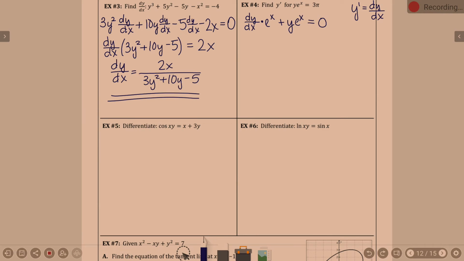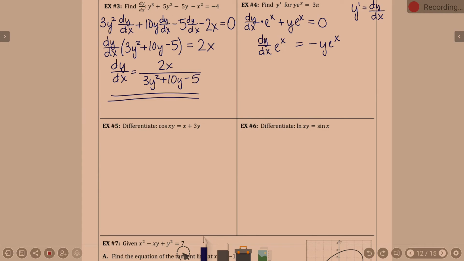Okay. So step 1, dy dx terms on one side. So dy dx times e to the x, I'm going to keep on the left. I'm going to move anything that doesn't have dy dx, so I'm going to subtract y e to the x. Notice the next step said factor dy dx if necessary. This is not necessary because there's just one term. You can leave it like that. No, we've got one more step.